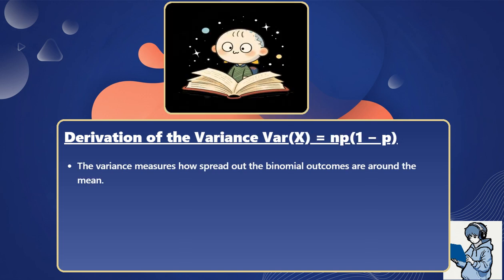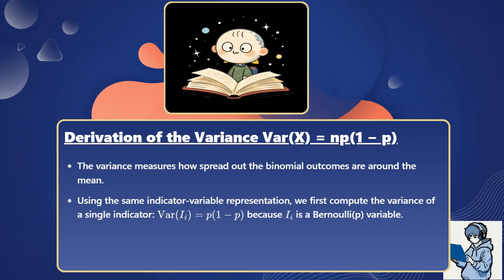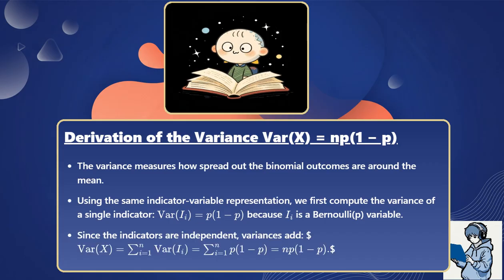The variance measures how spread out the binomial outcomes are around the mean. Using the same indicator variable representation, we first compute the variance of a single indicator. Var(I) equals p(1 minus p), because I is a Bernoulli(p) variable. Since the indicators are independent, variances add. Var(X) equals the sum from i equals 1 to n of Var(I_i), which equals the sum from i equals 1 to n of p(1 minus p), which equals np(1 minus p).